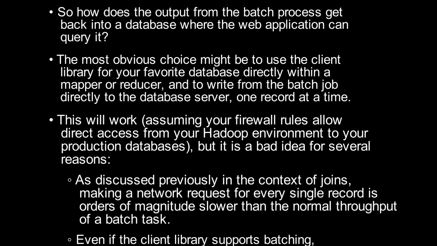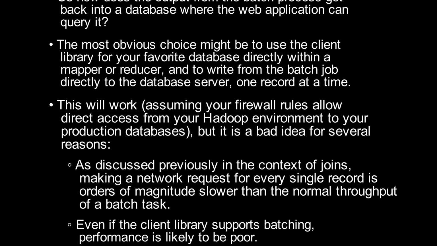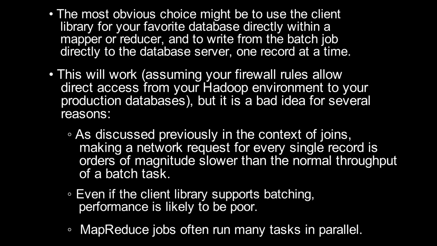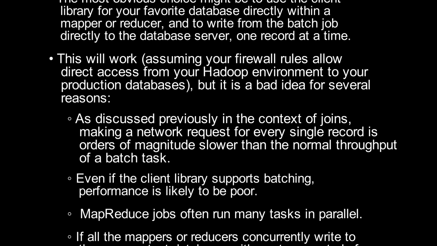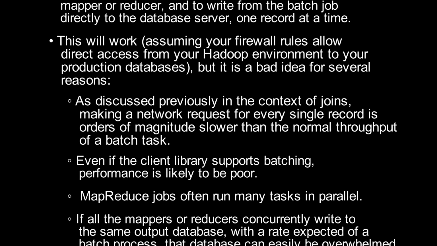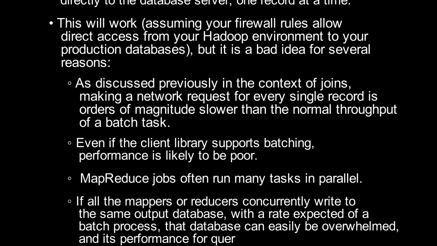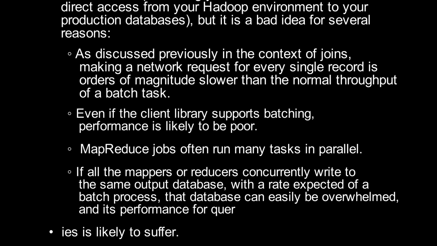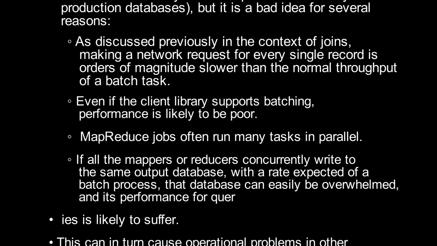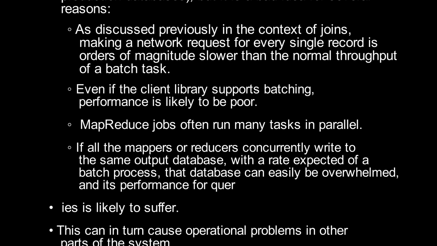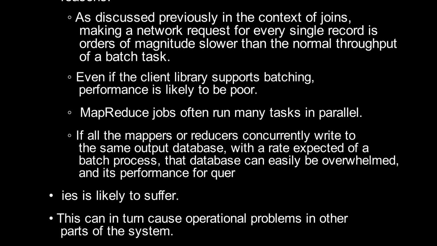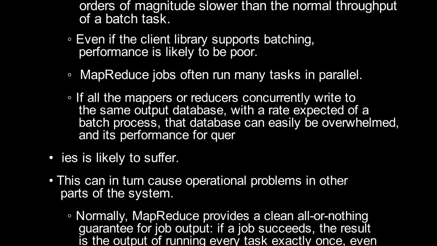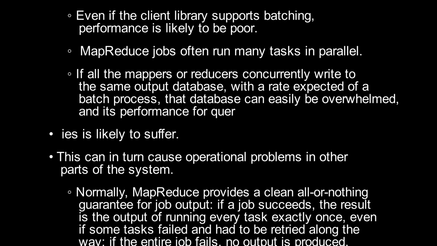As discussed previously in the context of joins, making a network request for every single record is orders of magnitude slower than the normal throughput of a batch task. Even if the client library supports batching, performance is likely to be poor. MapReduce jobs often run many tasks in parallel. If all the mappers or reducers concurrently write to the same output database, with a rate expected of a batch process, the database can easily be overwhelmed, and its performance for queries is likely to suffer. This can in turn cause operational problems in other parts of the system.